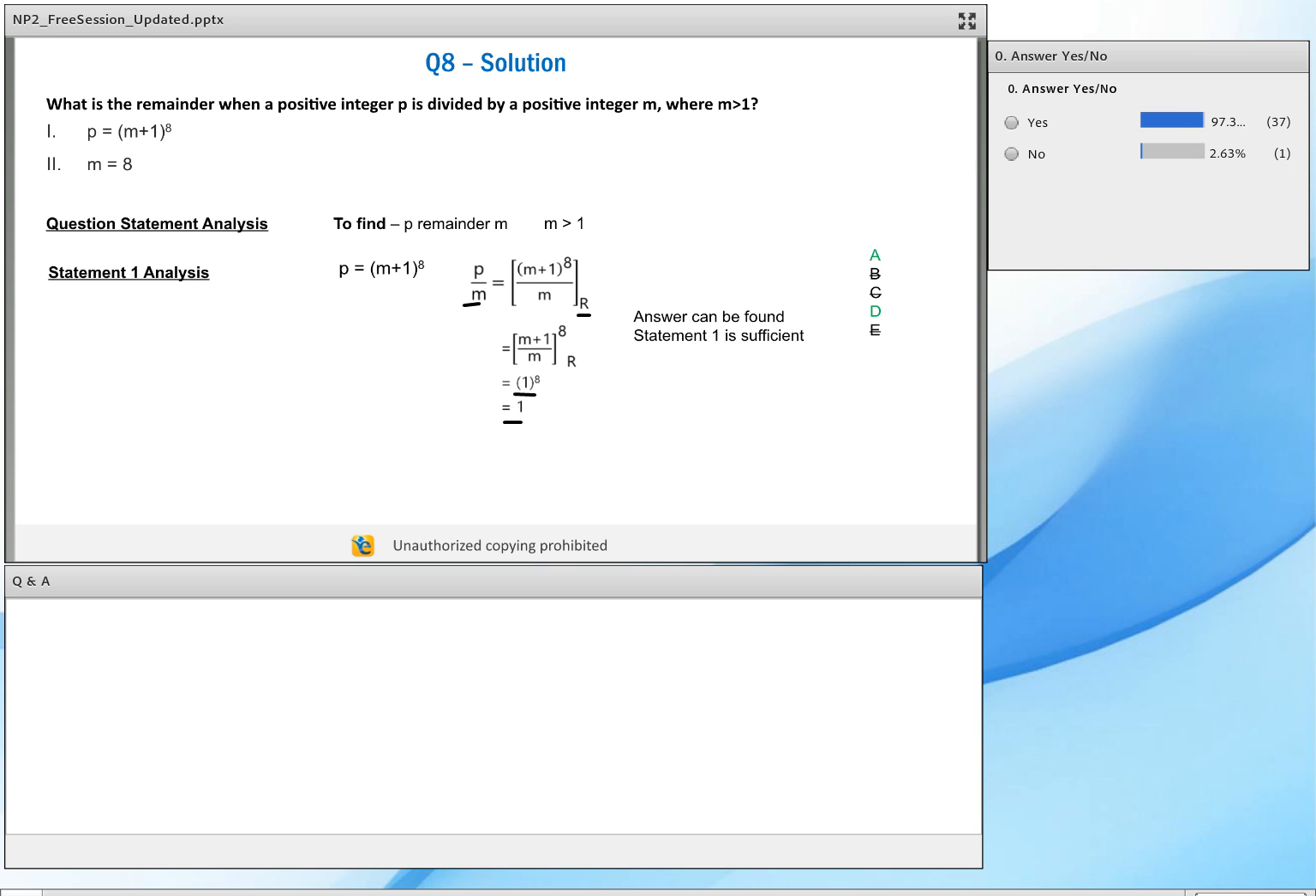Okay. Let's now look at statement 2. Statement 2 really tells us what's the value of m. Does statement 2 tell me anything about p? No, p could be anything. Which means statement 2 clearly is not sufficient. Statement 1 is sufficient, statement 2 is not sufficient, which means I remove option D as well as option B over here.